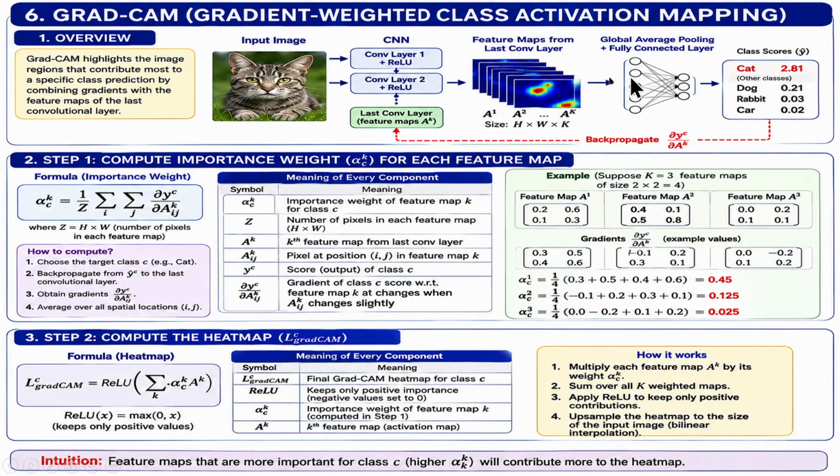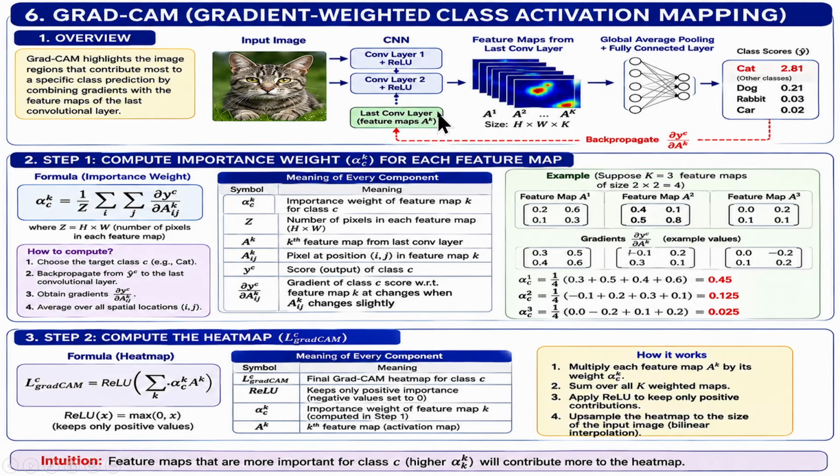Please understand, this is an image, these are our convolutional layers, layer 1, layer 2, and we reach the last convolutional layer. We are now concerned only with the feature maps, which are denoted here by A^k. After each convolution layer, we will have K number of feature maps. It depends on how many kernels we are using.